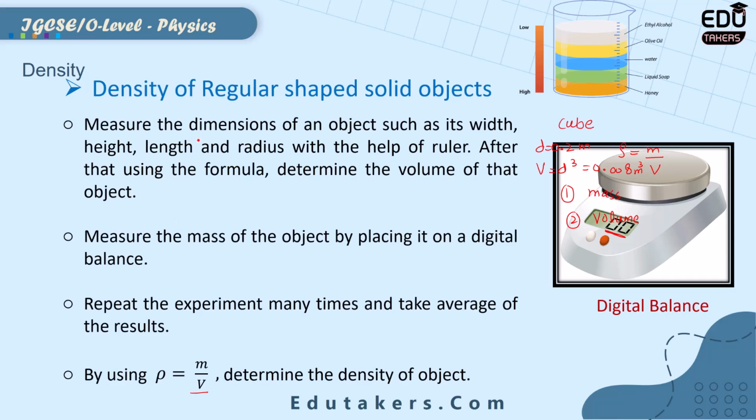The same is given here. Measure the dimensions of an object such as its width, height, length and radius with the help of a ruler. After that, using the formula, determine the volume of that object. Second step is to measure the mass of the object by placing it on a digital balance. Repeat the experiment many times and take the average of the result. By using the formula of the density, determine the density of the object. So in this way, you can easily calculate the density of a regular shaped solid object.